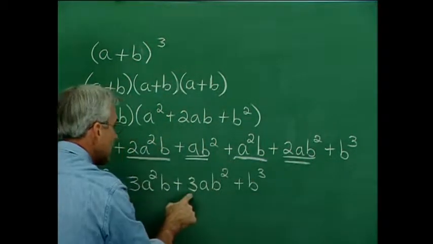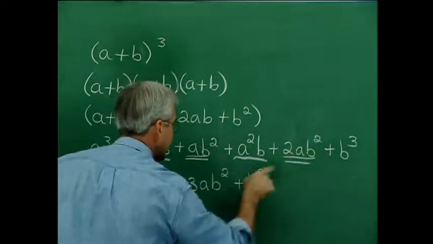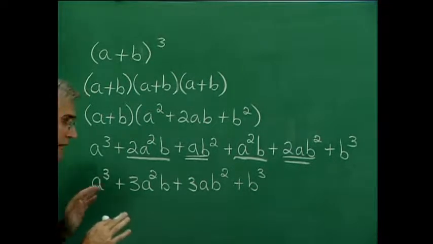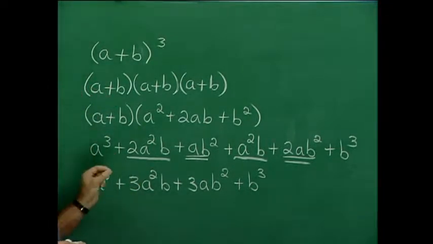So together we have 3AB squared. And then we bring down the B cubed. Now here's the pattern we want to recognize. Think about A and B as just items that fill positions within our original problem.